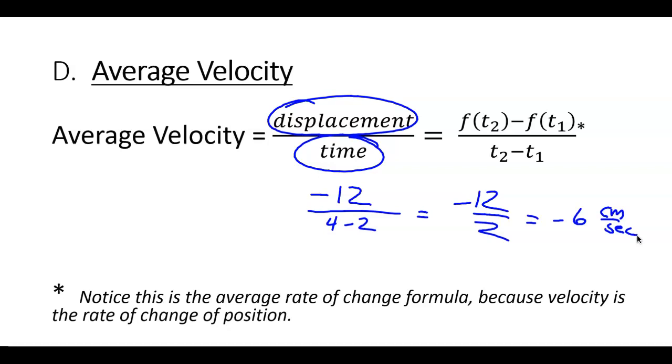Now really, maybe its speed was changing along the way. We don't know. We just know that the total displacement and the total time give us that. So notice that this is just the average rate of change formula that we've learned before. You guys know the average rate of change. Remember average versus instantaneous? This is just average rate of change, because velocity is the rate of change of position. How fast an object is moving is its rate of change of its position.